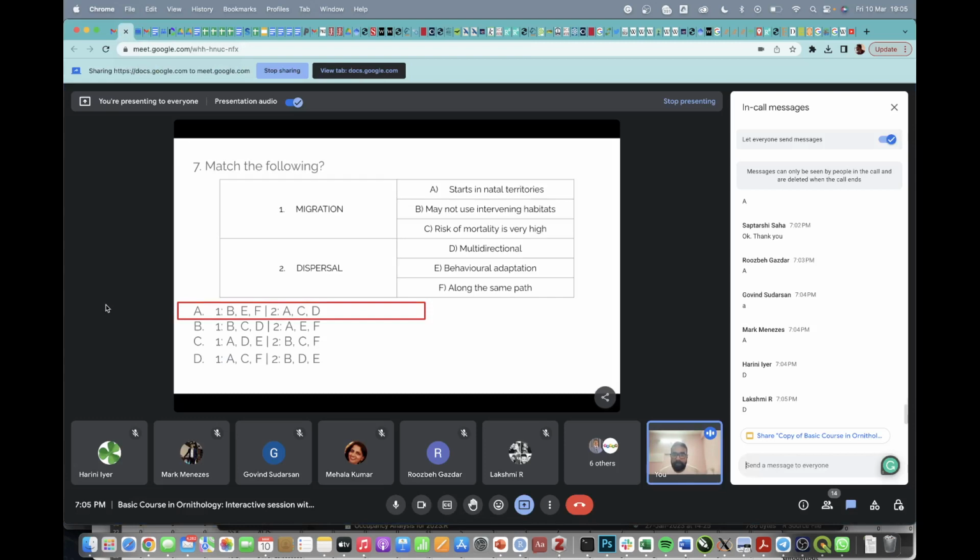B is may not use intervening habitats. E is behavioral adaptation. F is along the same path. A starts in natal. C is risk of mortality is very high, and D is multidirectional.